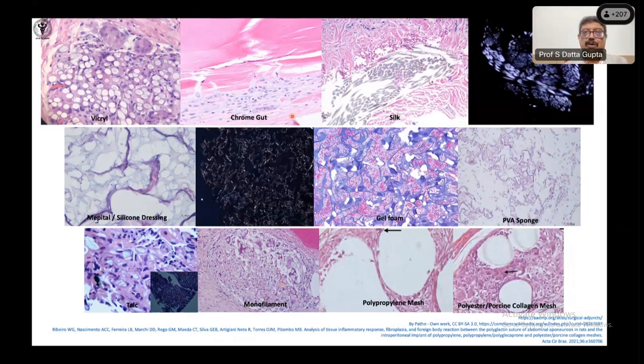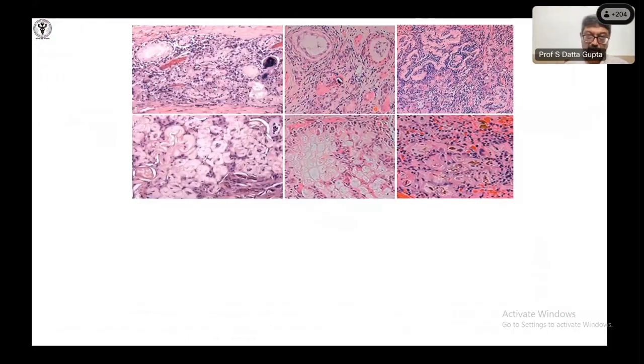There are other foreign bodies that you can get. You can get gel foam, PVA sponge. These wide openings are the ones you get in mesh, polyester or polypropylene, or sometimes you get silicone dressing. Chromic gut you get rarely. Silk you will get, they are dark in color and they also polarize. Cotton you don't see. Can anybody tell what is this lesion?